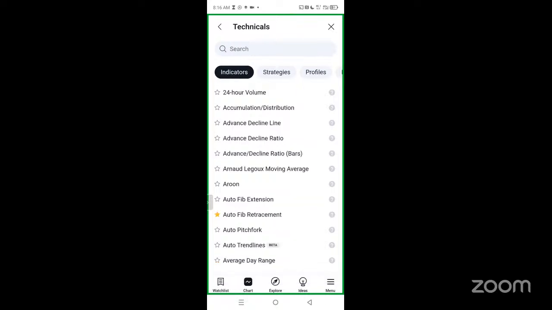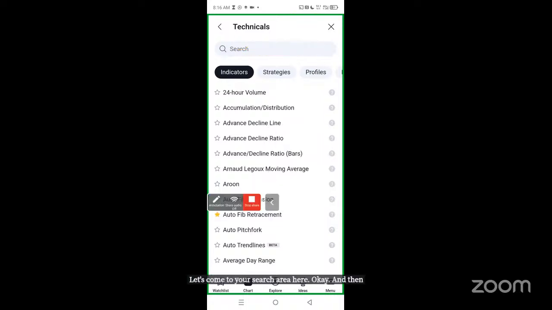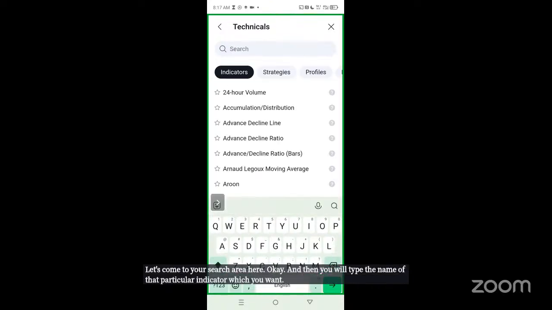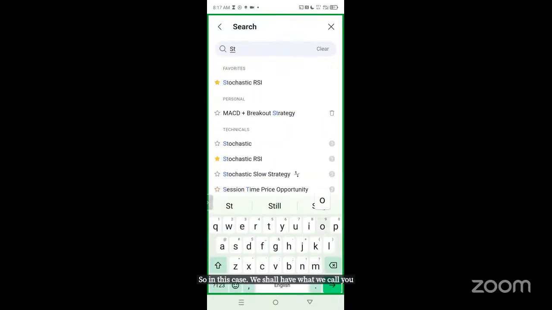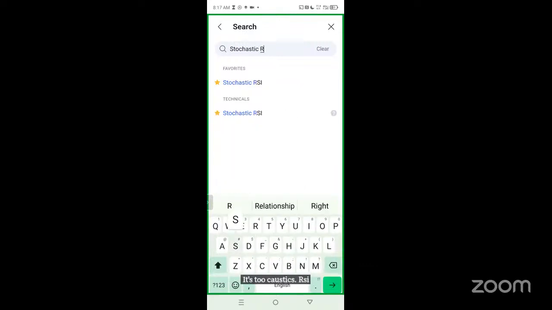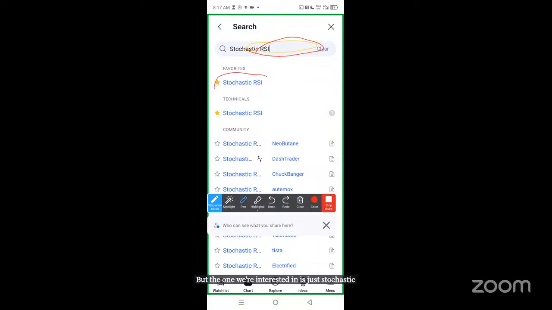So what you would have to do is just come to the search area here. Then you will type the name of the particular indicator which you want. In this case, you will just write stochastic RSI, and it will appear. Now, we may have different stochastics, but the one we're interested in is just stochastic RSI.